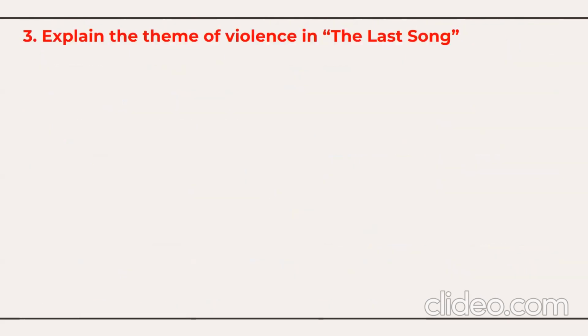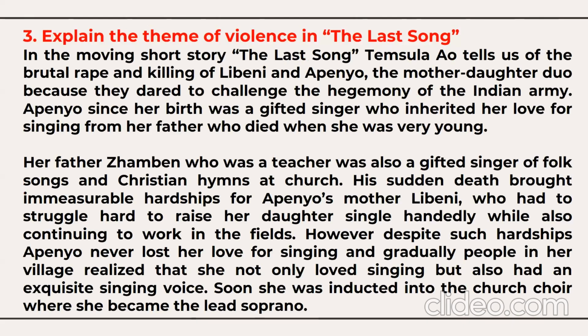Last question. Question number three for 10 marks. Explain the theme of violence in The Last Song. In the moving short story, The Last Song, Temsula Ao tells us of the brutal rape and killing of Libeni and Apenyo, the mother-daughter duo, because they dared to challenge the hegemony of the Indian army.